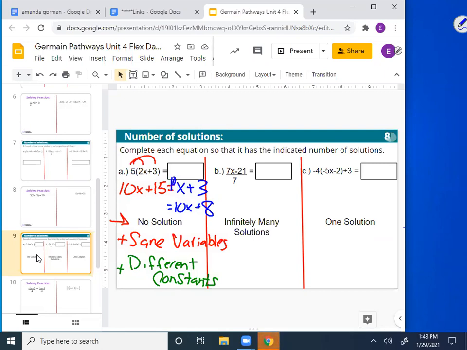Last one, Avery, what were we thinking? It said 10x plus 15 equals 10x minus 5. 10x minus 5. Good. I like that one. Our constant is a negative. Very good. It's different on each side.